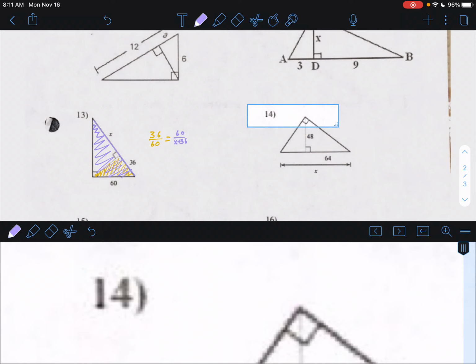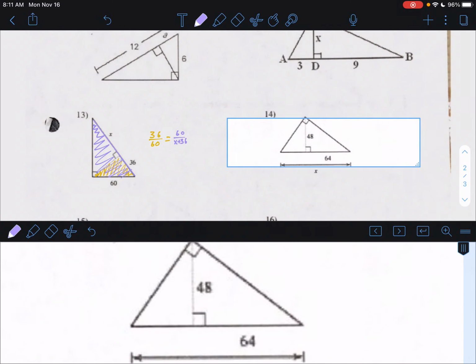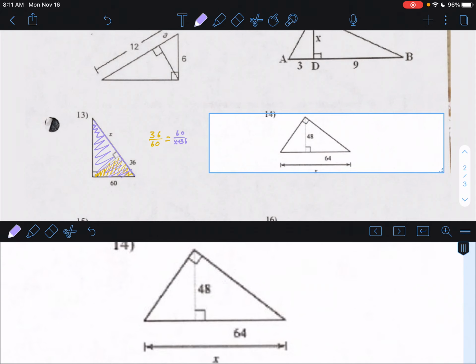For number 14 here, I want to go over this one as well. So let's see. I have my medium triangle, which has a short leg and a long leg on it. It has that 48 and that 64. But then if I look at the small triangle, I'm not given anything except for the 48. If I look at the biggest triangle, I'm only given the hypotenuse.